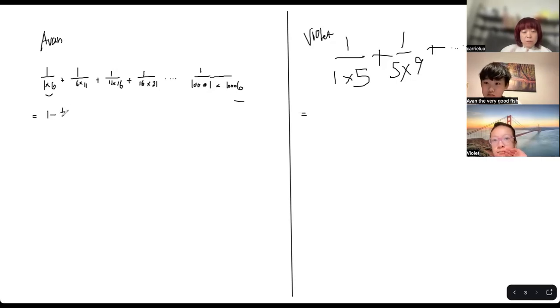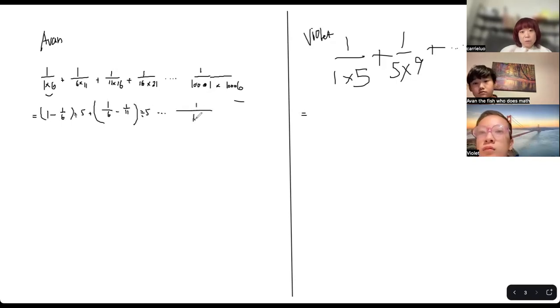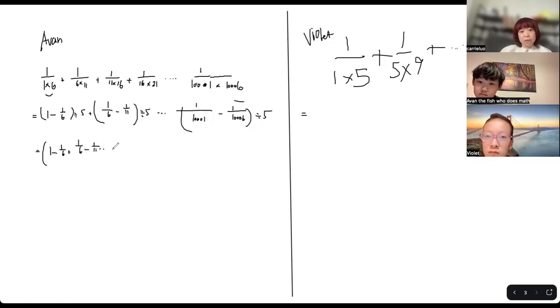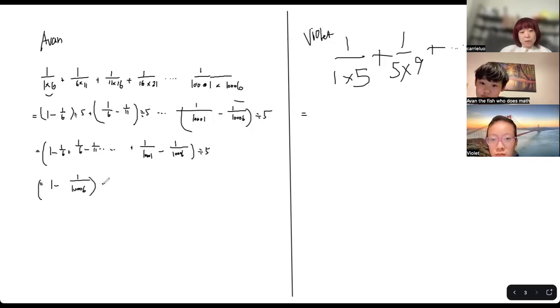So 1 minus 1 over 6, but I need to divide it by 5, right? And plus 1 over 6 minus 1 over 11, also divided by 5. And the last one, Evan, is 1 over 10,001 minus 1 over 10,006. But why don't you divide by 5? Get it, everybody? Based on the earlier experience, I know it's just 1 minus 1 over 6 plus 1 over 6 minus 1 over 11, and so on, plus 1 over 10,001 minus 1 over 10,006. So divided by 5. Okay, so it's 1 minus 1 over 10,006, divided by 5.